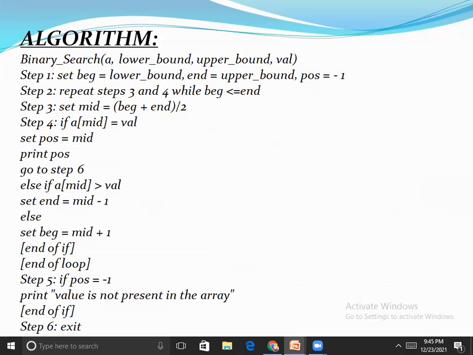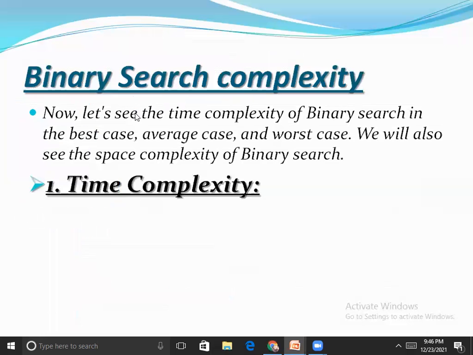Otherwise, we go to step 6. Else, if a[mid] is greater than value, then we set end to mid minus 1. Else, beginning becomes mid plus 1. End of loop. If position equals -1, then print that the value is not present in the array. Step 6, exit. It just terminates the function.